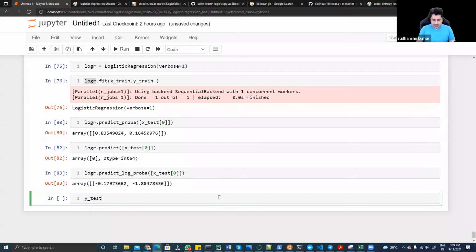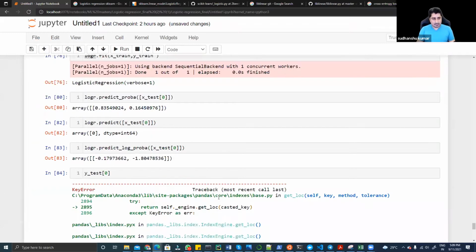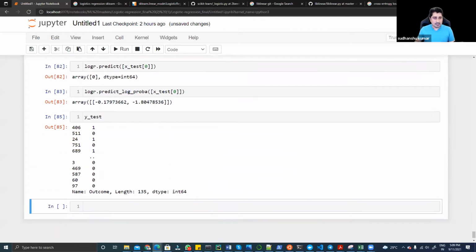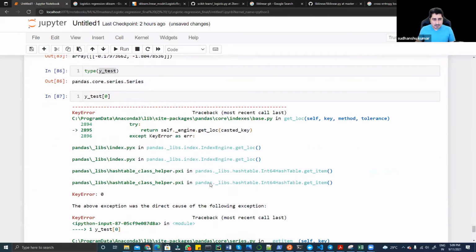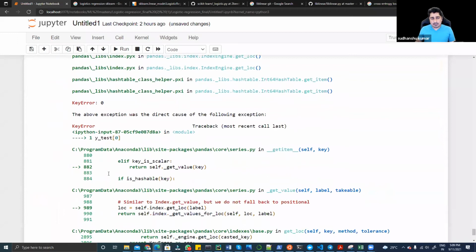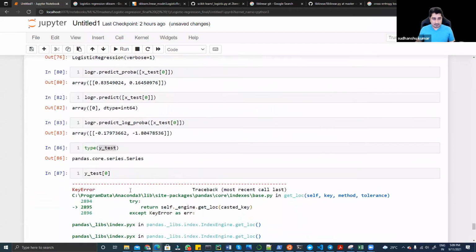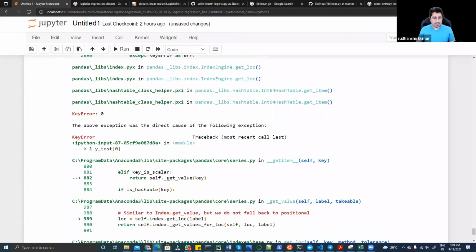y_test. I believe I can try to pull out the 0th record. Let me see what the shape of this one is. Okay, this data set is a series. So I can try to get it by 0. Okay, it is taking default indexes. Fine, no issue. I can solve it.